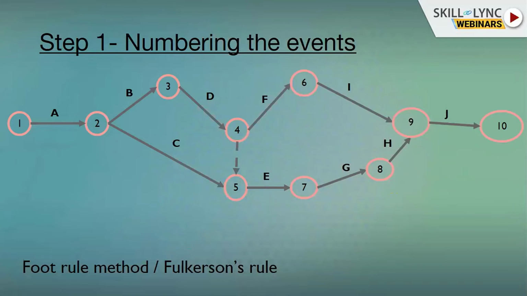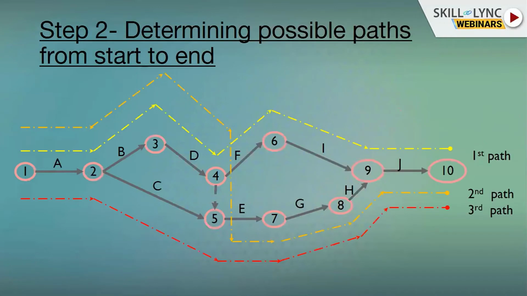Next step is finding the path from start to end. In this setup, try to find out the paths. I have lined up the same for you in the next slide. Let's go. There are three paths possible as we go from event 1 to event 10. They are represented by three lines over here: orange, yellow, and red.